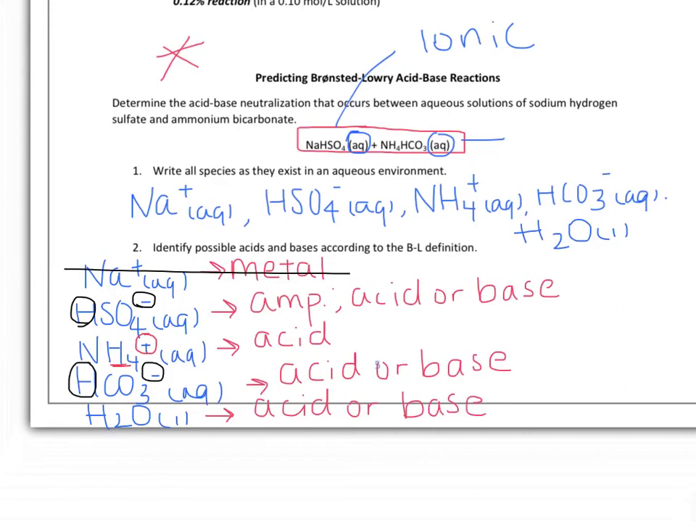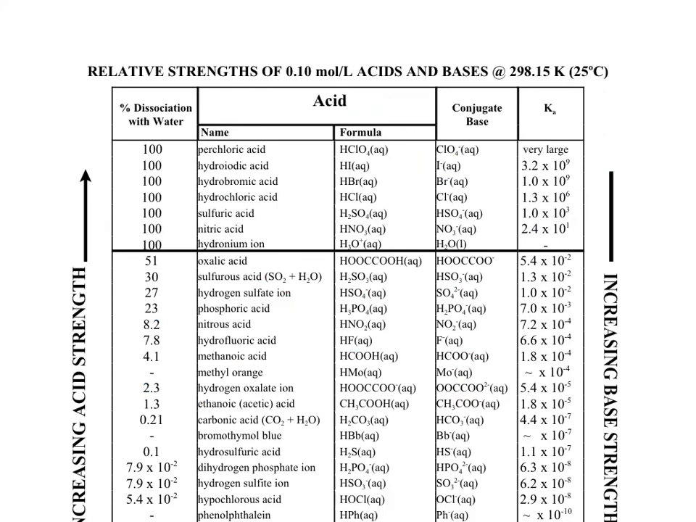Okay, so step number 2, after you've written all of the species in the environment, you have to then identify if they are an acid or a base or both or neither, such as Na+. In order to continue with the example on predicting a Bronsted-Lowry acid-base reaction, you now need to take out your acids and bases strengths table. This is located in your data booklet.